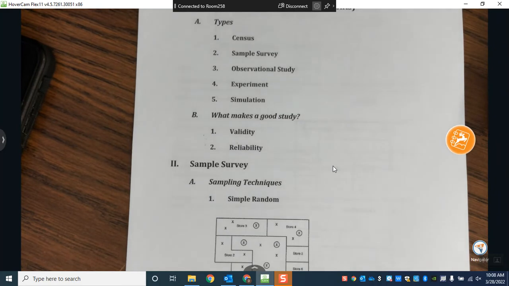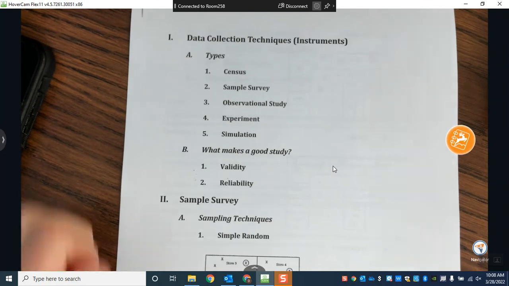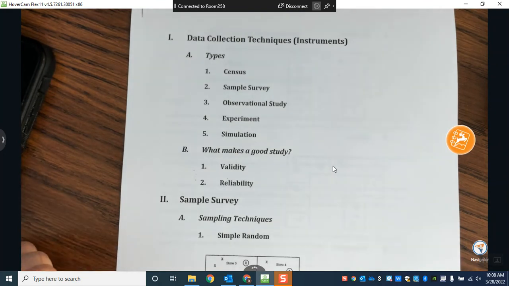All right, so we'll go through some of this vocab today. Some of the things you'll be familiar with, some of the stuff we will have kind of talked about in previous units. All right, so we need to be familiar with 5 different ways that we collect data.